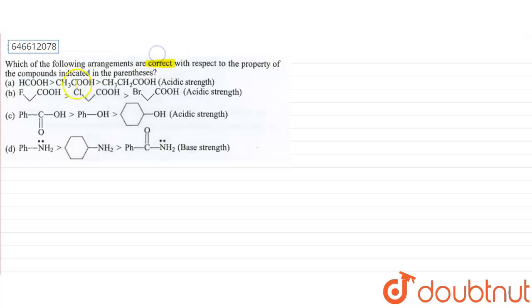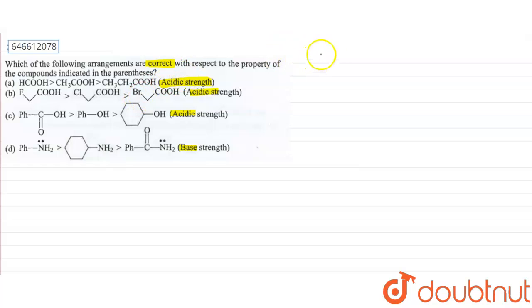The first one is the carboxylic acid group. They are different types of carboxylic acids, and you have to tell about their acidic strength, whether they are arranged in the correct acidic strength or not. Second, again carboxylic acids, but with halo groups, so again acidic. Then we have a mixture of alcohol and carboxylic acid, again acidic. And then we have to tell the basic strength for the nitrogen groups. So let's get started.